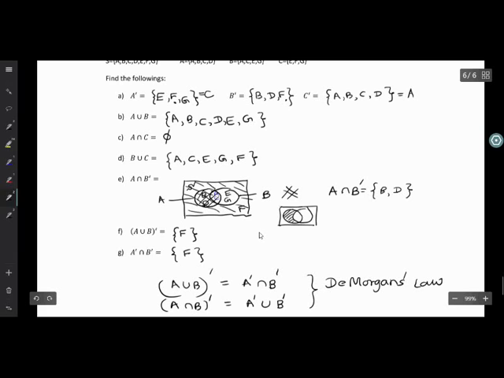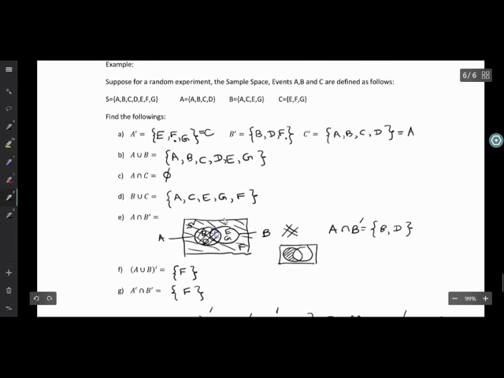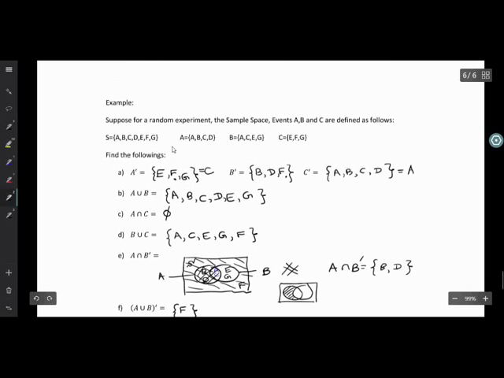So I hope that it is clear to all of you how to figure out the sample space, defining events, and by using the events and the sample space, how to come up with combinations of sets as explained in this example.